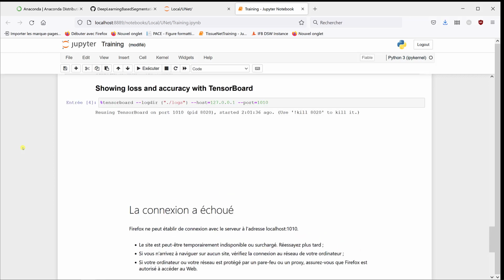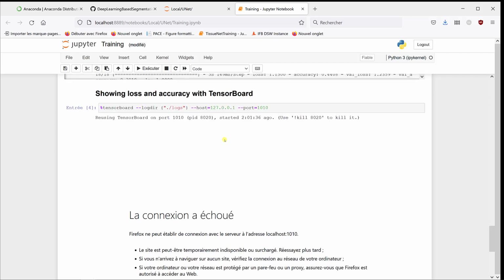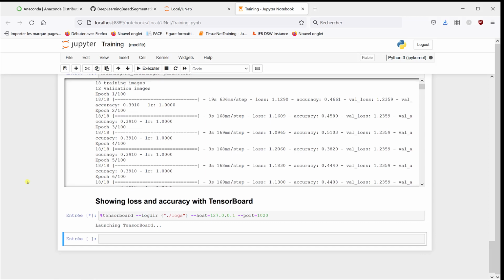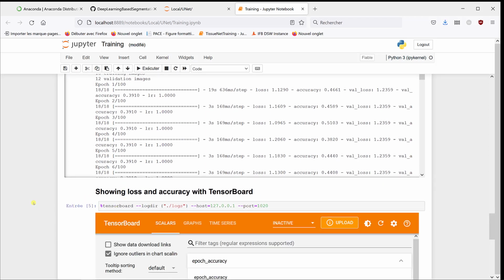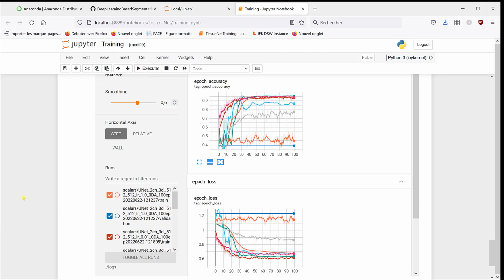Sometimes things like this happen. So if something like this happens, you can either change the port or just remove it and change it to something else. That also happens most of the time with TensorBoard. No, here it works fine. All right, so everything is working fine.